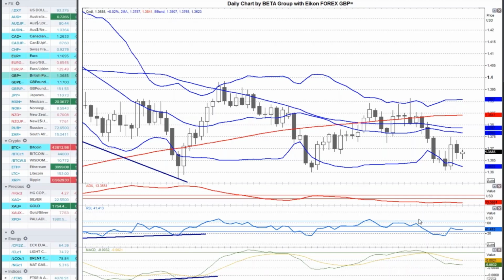And with the longer term MACD being down, this rally does look like it's just a rally within the context of a down move. So I think the pound could be another one of those leaders in the fall against the US dollar.